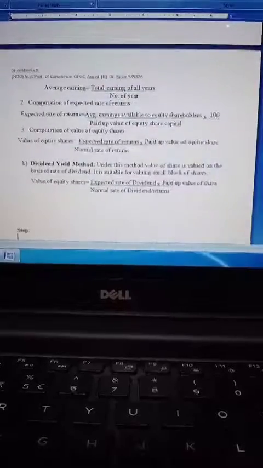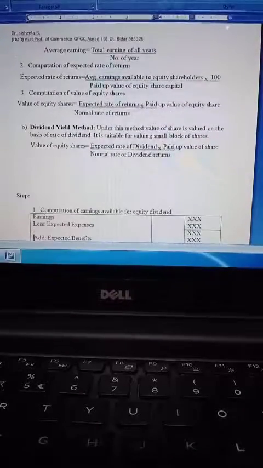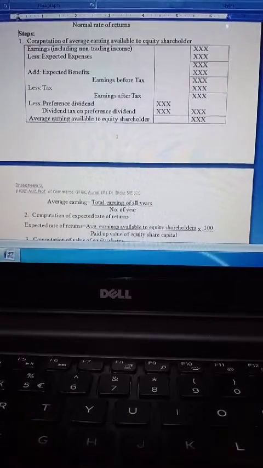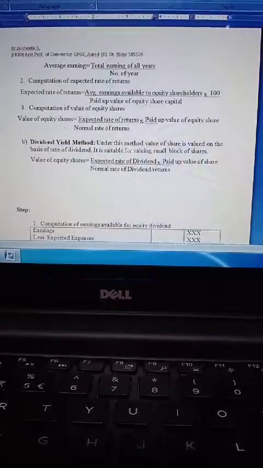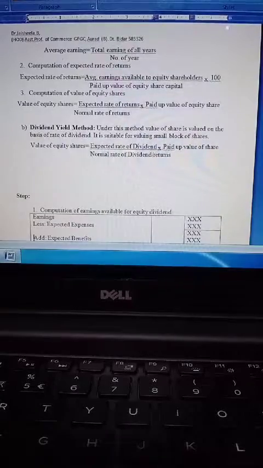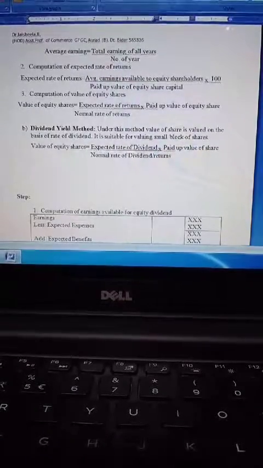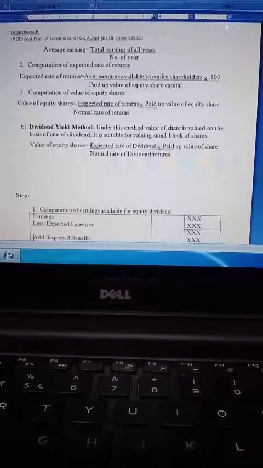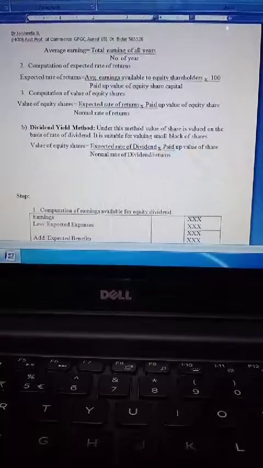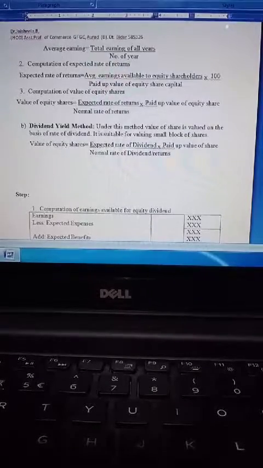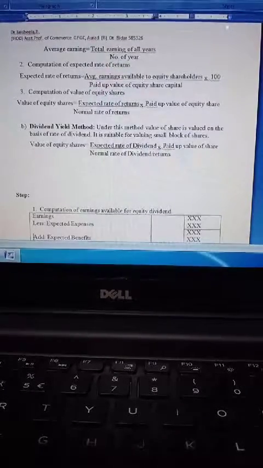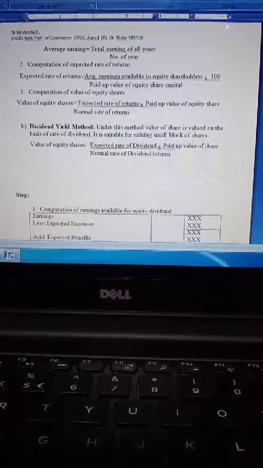After getting the earnings, we should calculate the average earning available to equity shares. When we calculate the average earning, we follow this formula: average earning equals total earning of all the years divided by the number of years. That means the sum of the 3 years, 4 years, or 5 years of earnings given in the question. We add all those year earnings and divide by the number of years. That is clearly given in the question.